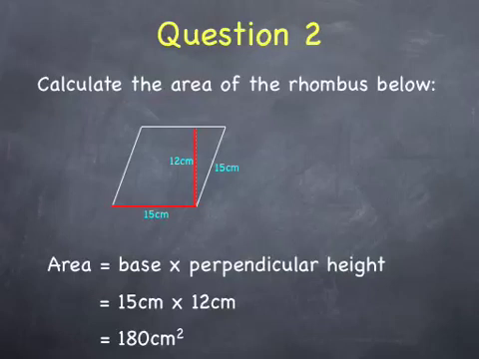Make sure you're putting the units in your answer correctly. You must have that little 2, the little squared sign. We're measuring area. We're using squares, so you put the symbol for squared.